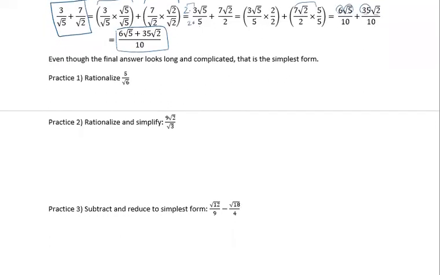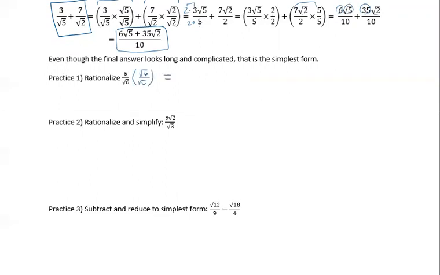All right, so a couple of practice ones. If we want to rationalize this, remember that that means I want this to be a rational number in the bottom. And the easiest, simplest way to do that is just to multiply by what it already is on both the top and the bottom, because I'm really just multiplying by 1. So the square root of 6 over the square root of 6.